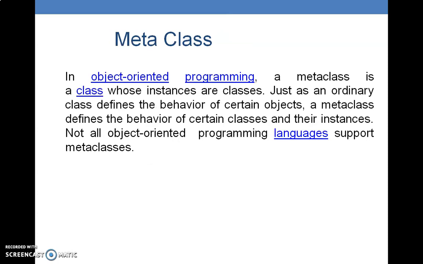Come to metaclasses. A metaclass is a class whose instances are classes. Just as an ordinary class defines the behavior of certain objects, a metaclass defines the behavior of certain classes and their instances. Not all object-oriented programming languages support metaclasses. Only some support them. For example, the traditional approach supports metaclasses, but the object-oriented approach will not support metaclasses.